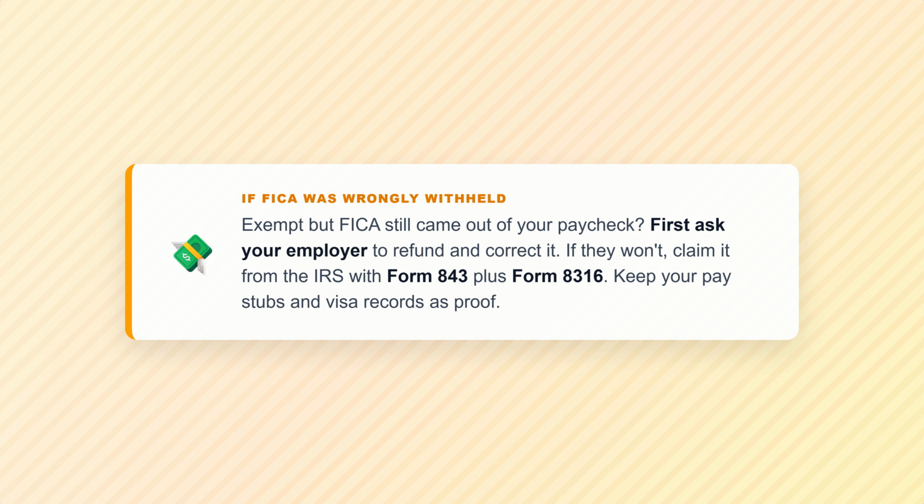Here's the fix. First, ask your employer to refund it and correct it. If they won't, you claim it back from the IRS using Form 843 along with Form 8316. Keep your pay stubs and visa records as proof.